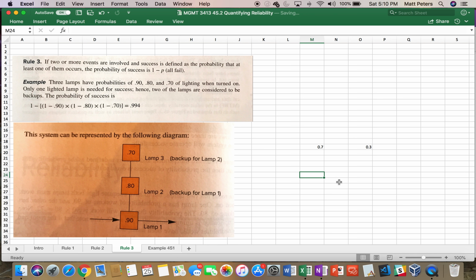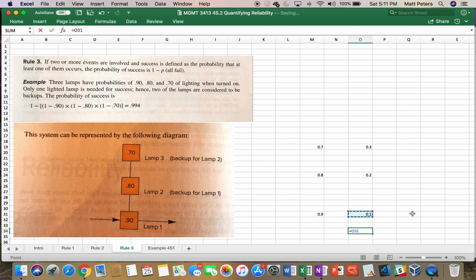Lamp 2 has an 80% chance that it's going to work. So what is the probability that lamp 2 will fail? Well, it's 1 minus 80% or 20%. Lamp 1 has a 90% chance that it's going to work. So the probability of it failing is 1 minus 90% or 10%. Okay? So the probability that all of these are going to fail, so the probability that this whole system will fail, is done by multiplying those three numbers together.